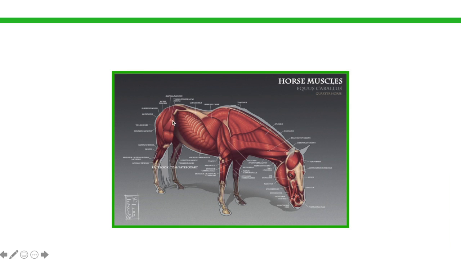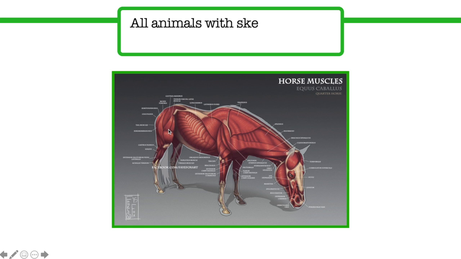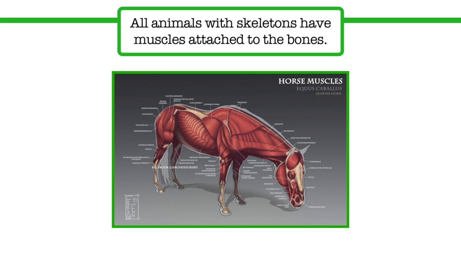So over here you will see a picture of an animal. This animal is a horse. Okay, look at the picture and you will see all this red thing on the body of the horse. What is this red thing? Okay, so these are the muscles. This is how muscles look like. So all animals with skeleton have muscles attached to the bones. All these muscles are attached to the bone. Están como pegados al bone.